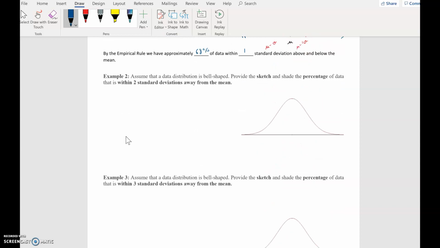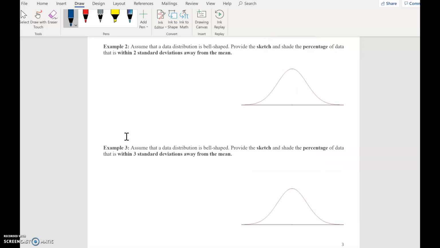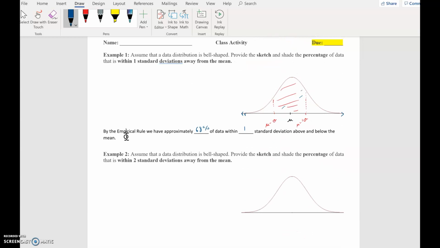I'll let you guys do example 2. Let me jump to example 3. Now, the question says the same in terms of the sketch, but they want the actual percentages within 3. And I just forgot to mention that I'm going to label this as 68% just so that you guys have it. So 68% is within those two.